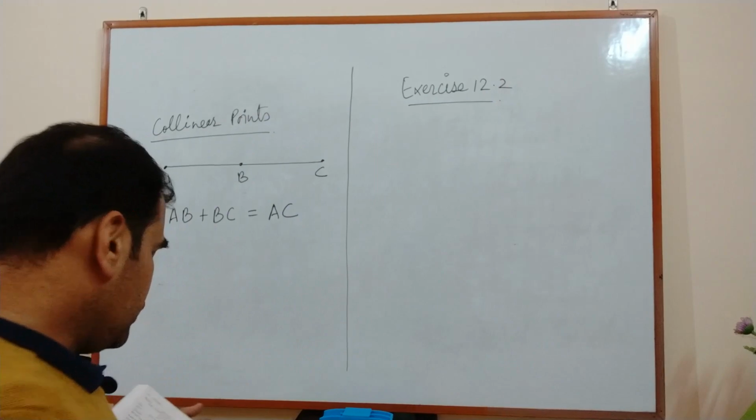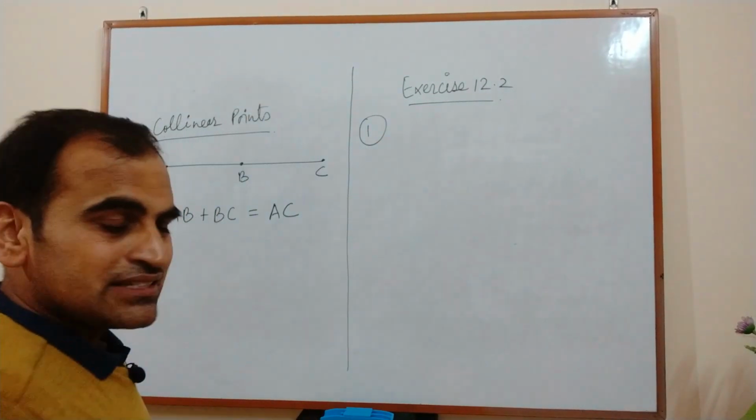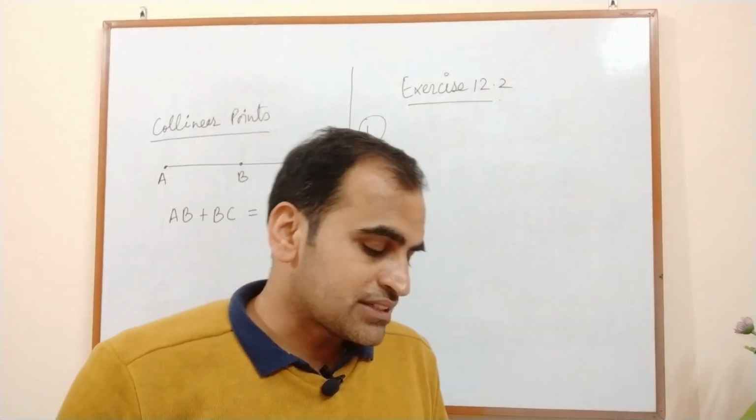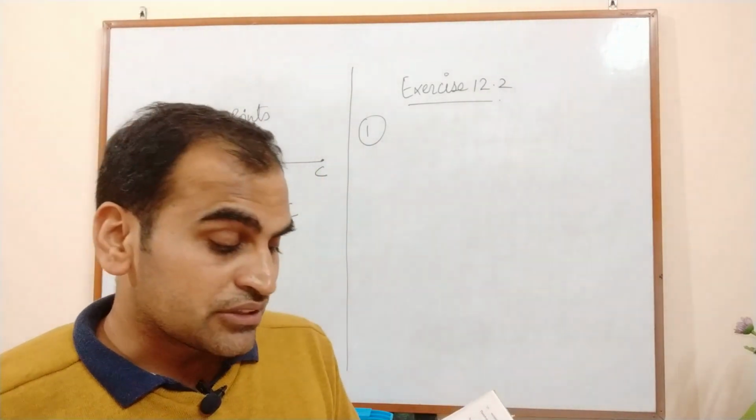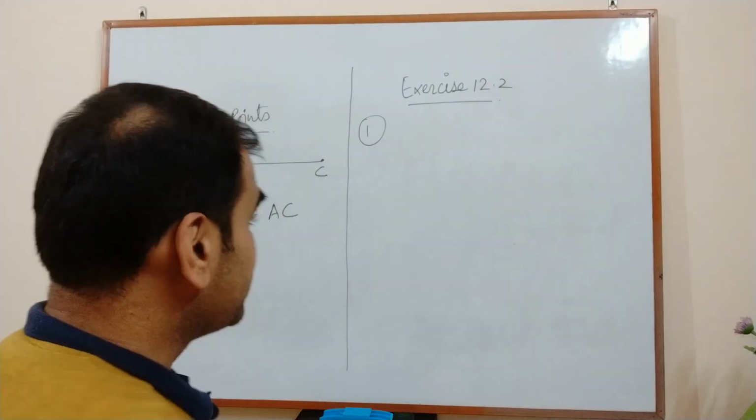So in 12.2, the first question is we need to find the distances between the given points. It is very easy, just directly formula based. You can simply calculate the distances between the points. Okay, so this you can do easily.